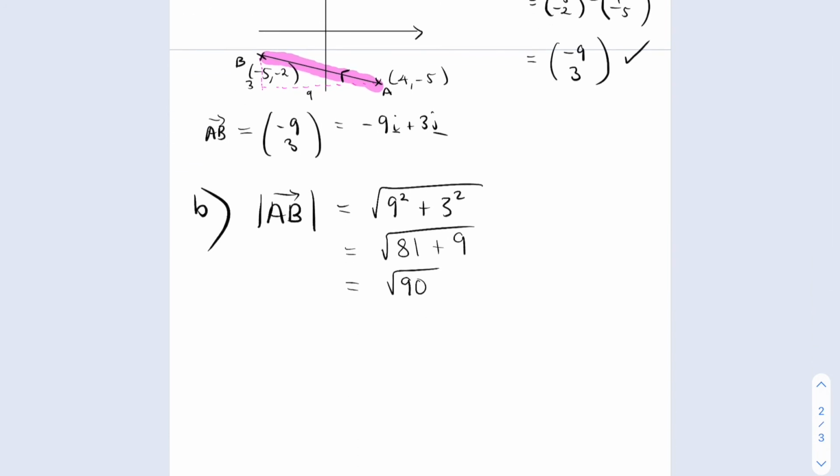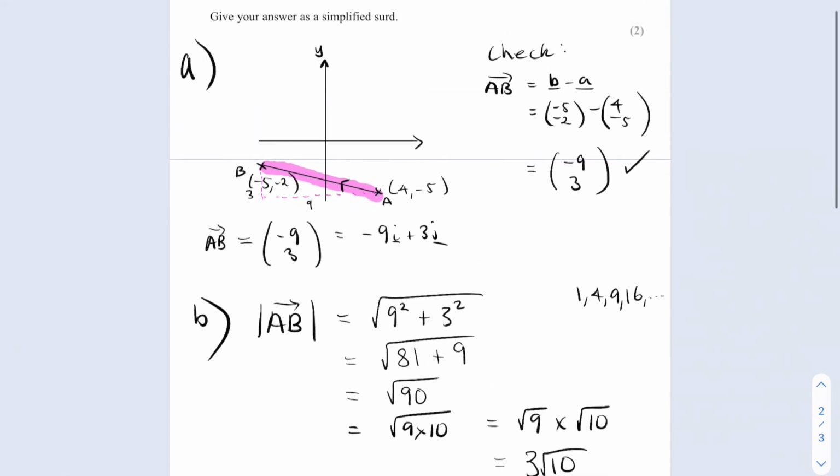So the highest square factor of 90 is 9, and you can list some square factors to help you if you want to. I can see 9 is the highest, so I write this as 9 times 10, and I can separate the surds when it's multiplication or division on the inside, not when it's addition or subtraction. The reason I do that is because the square root of 9 becomes 3, positive 3 because we're talking about lengths, and it's being multiplied by root 10, which doesn't simplify. And that's the question complete.